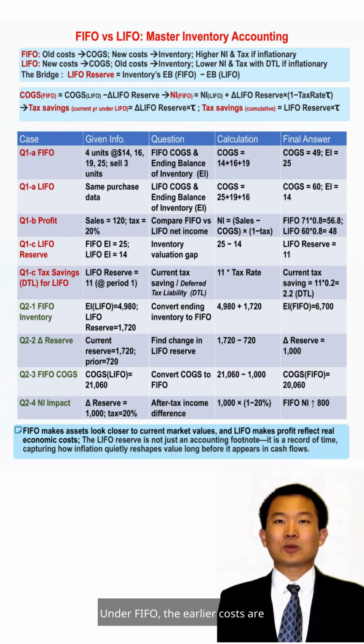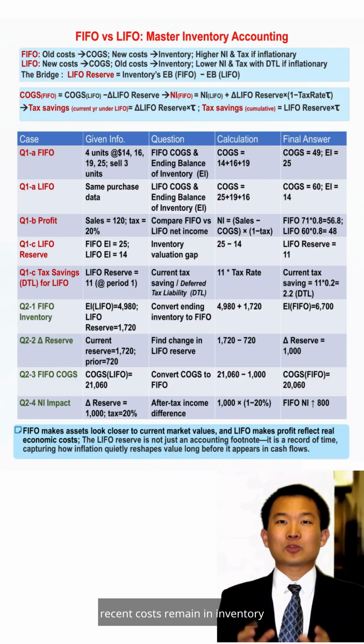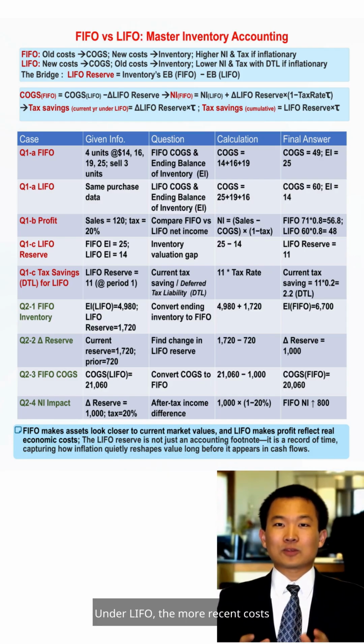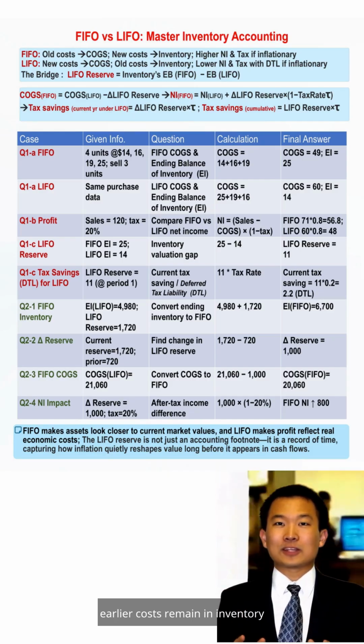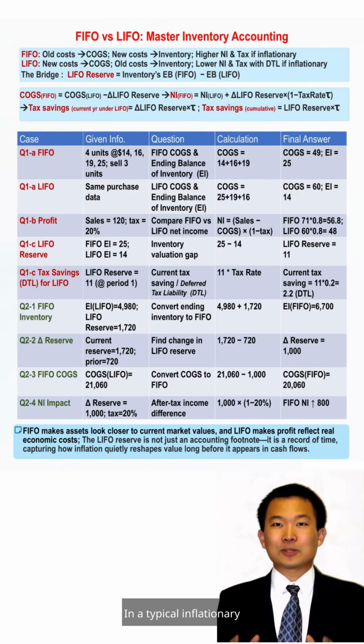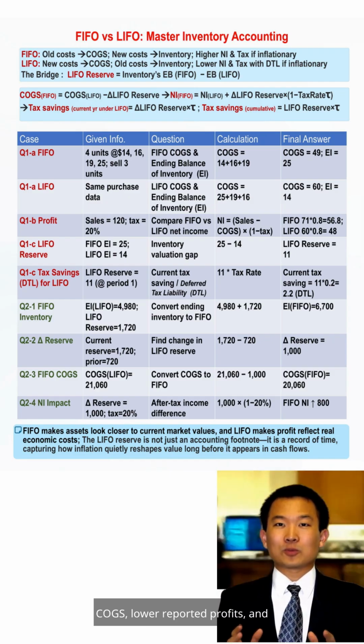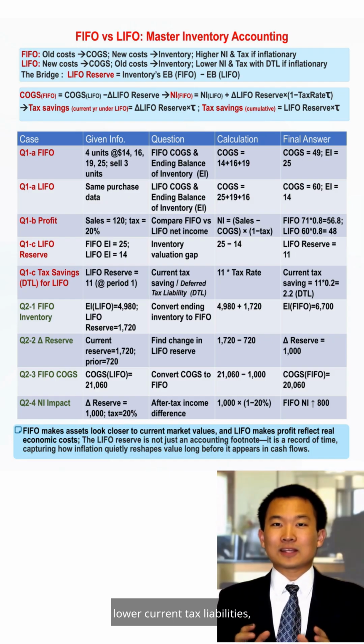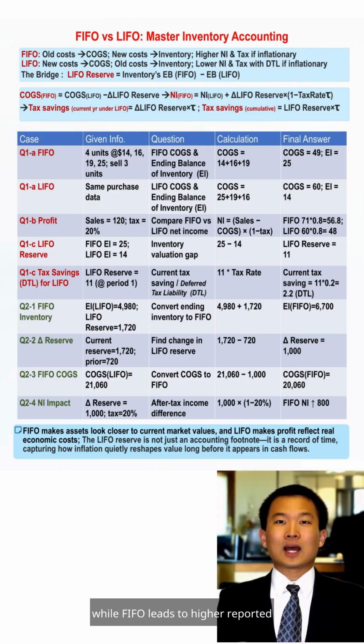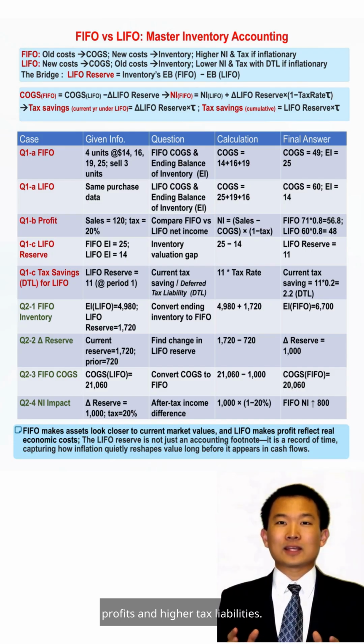Under FIFO, the earlier costs are included in COGS, while the more recent costs remain in inventory and on the balance sheet. Under LIFO, the more recent costs are included in COGS, while the earlier costs remain in inventory and on the balance sheet. In a typical inflationary environment, LIFO results in higher COGS, lower reported profits, and lower current tax liabilities, while FIFO leads to higher reported profits and higher tax liabilities.